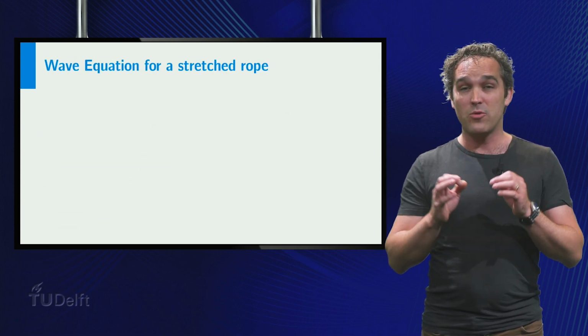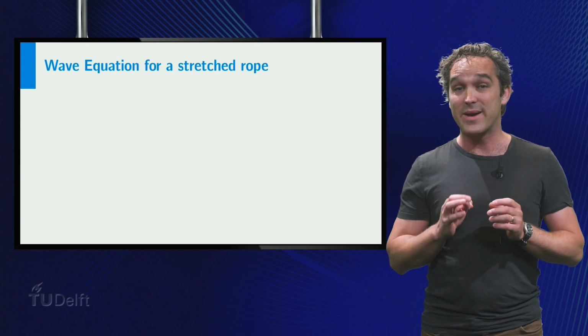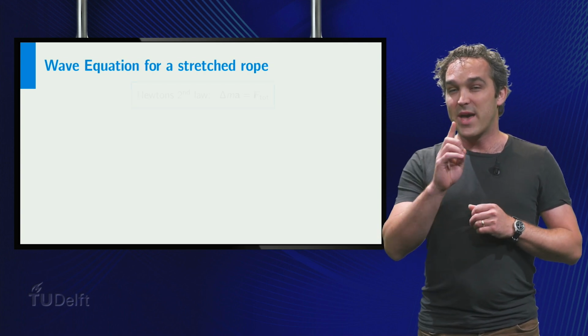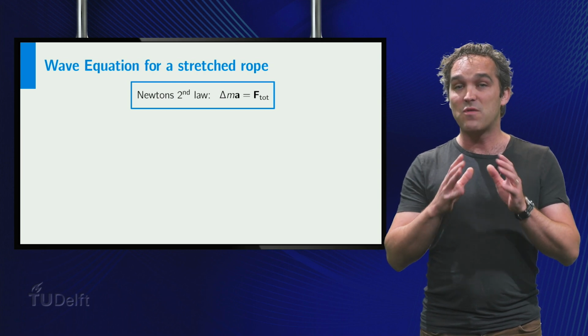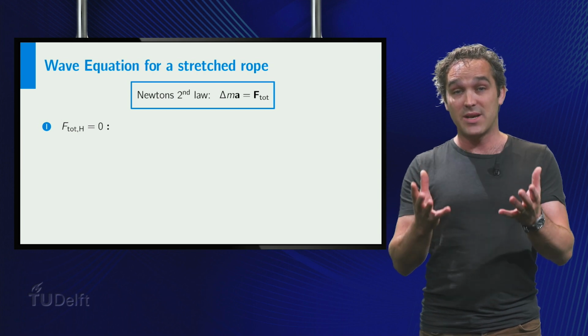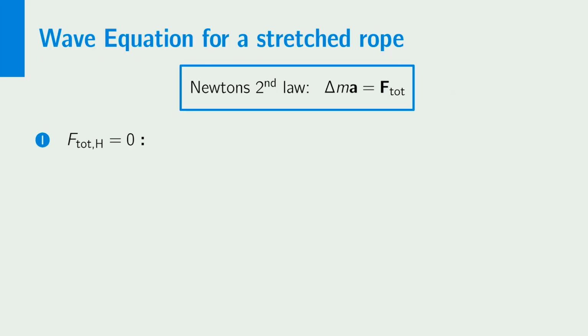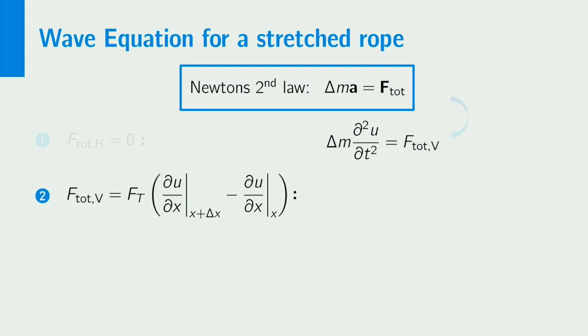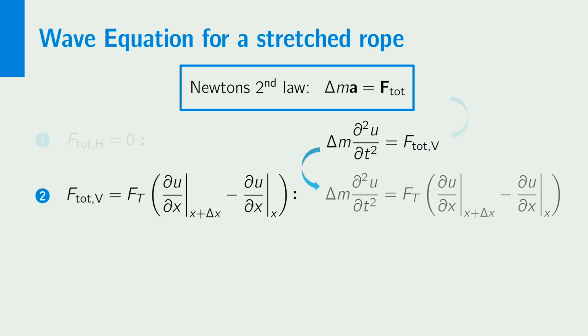We do now have all ingredients for the wave equation. But first, let's go back to Newton's second law. We have shown that for small wave amplitudes, the total force is purely vertical. According to Newton's law, the acceleration must then also be purely vertical and equal to the second derivative of u with respect to time. Using this, Newton's law becomes this. The second ingredient is our expression for the vertical component of the total force. Substituting this on the right-hand side gives us this. Note that Newton's law starts to look like a partial differential equation now.